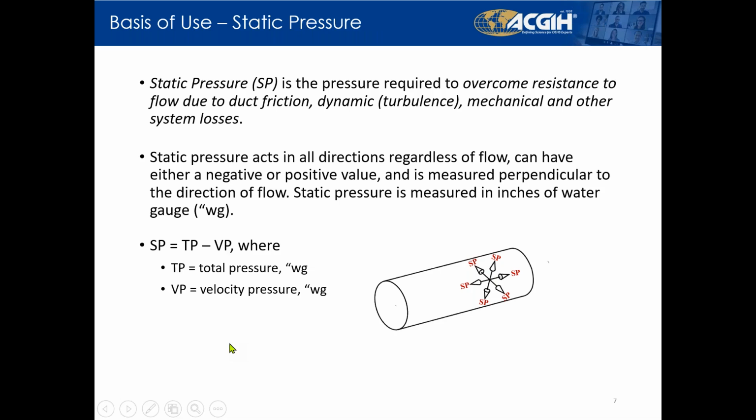Static pressure. Static pressure, which we call SP, is a pressure required to overcome resistance to flow due to duct friction, dynamic turbulence losses, mechanical losses, and all other system losses. Now, static pressure acts in all directions regardless of flow. It can either be negative or positive, and we measure it perpendicular to the direction of flow. And we also count it in inches of water gauge as well. Within a system, static pressure is recognized as the system total pressure minus the velocity pressure. Again, everything is in units of inches of water gauge.